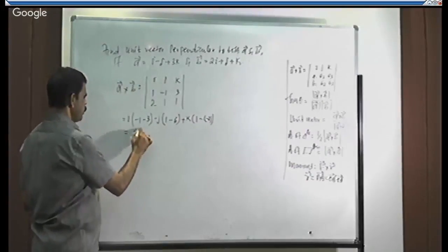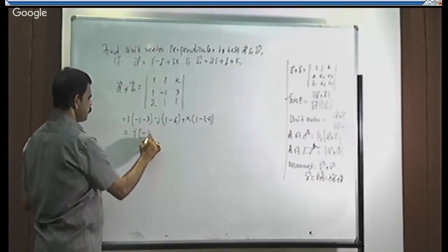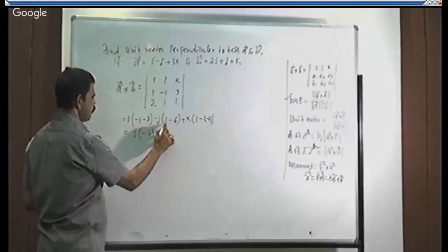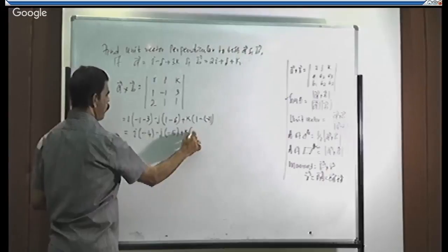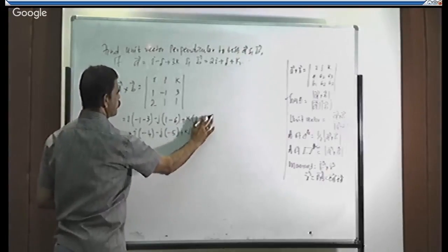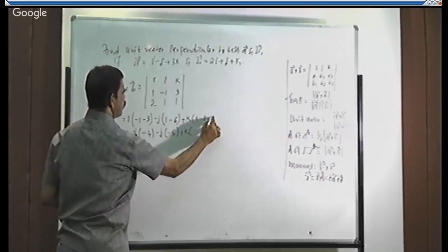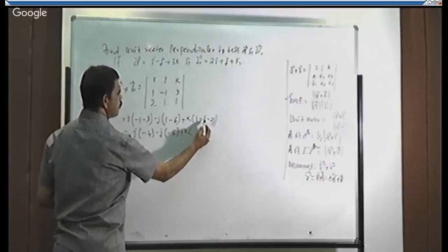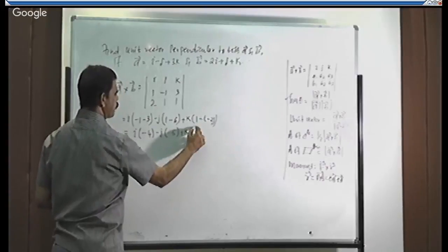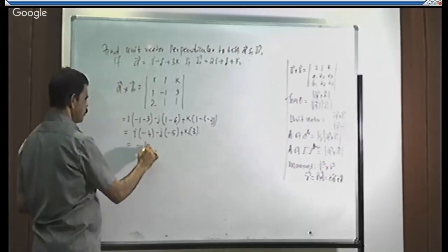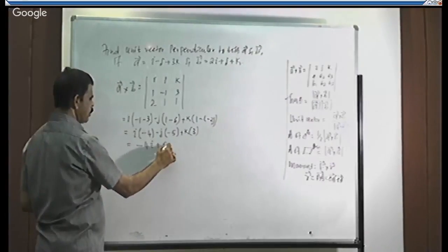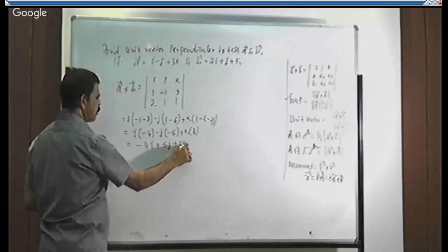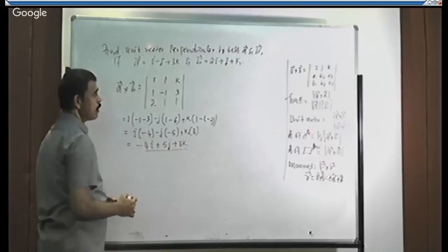That is i into minus 1 minus 3, minus 4, minus j into 1 minus 6, minus 5, plus k into minus 1 plus 2, that is 3. That is equal to minus 4i plus 5j plus 3k. This is A cross B.